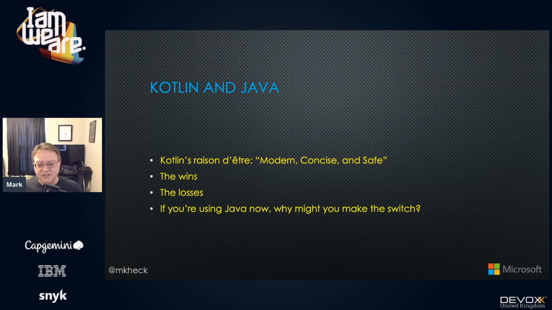There are some tooling limitations. Obviously, JetBrains is behind Kotlin. JetBrains is also behind IntelliJ. So as you might imagine, IntelliJ tooling is brilliant for Kotlin. Somewhat less so when it comes to other tools outside of IntelliJ, although that is not always the case, and it is definitely improving.